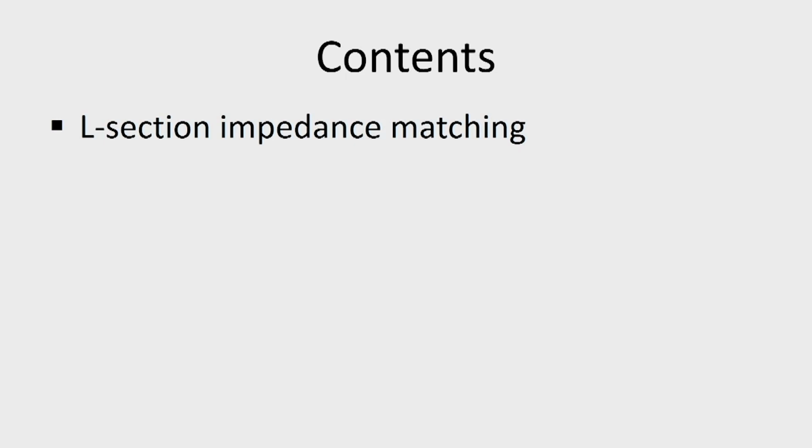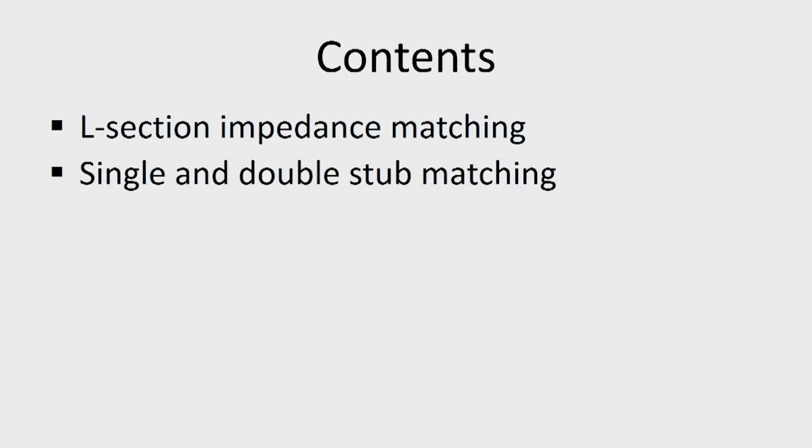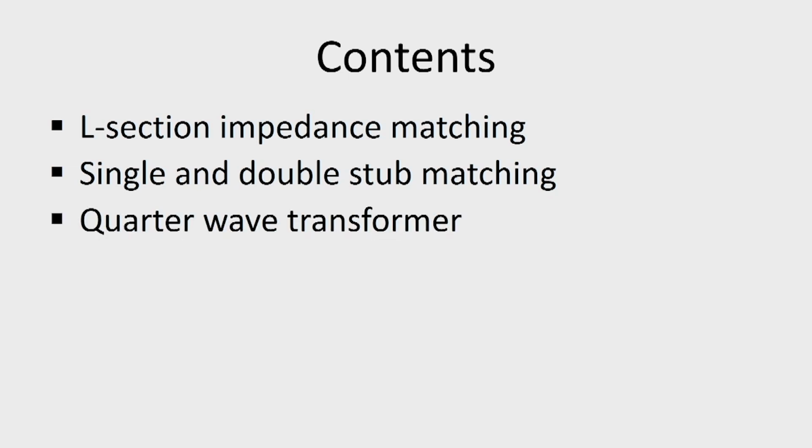We start a new module, impedance matching, and in this particular module we are going to cover the following contents. We will first discuss L section impedance matching, then we will discuss the single and double stub matching. L section impedance matching will involve lumped elements, whereas stub matching will involve sections of transmission lines. Then we will see a very interesting matching circuit which is called a quarter wave transformer.